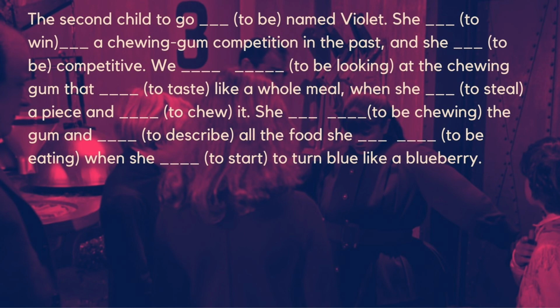We to be looking at the chewing gum that to taste like a whole meal when she to steal a piece and to chew it. She to be chewing the gum and to describe all the food she to be eating. When she to start to turn blue like a blueberry.